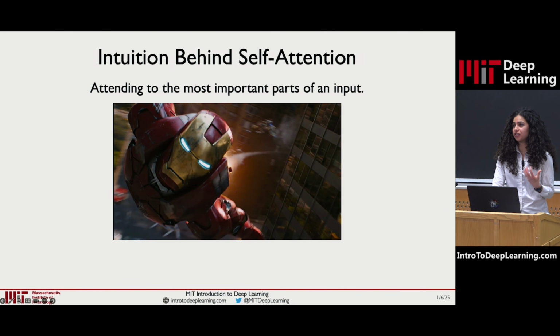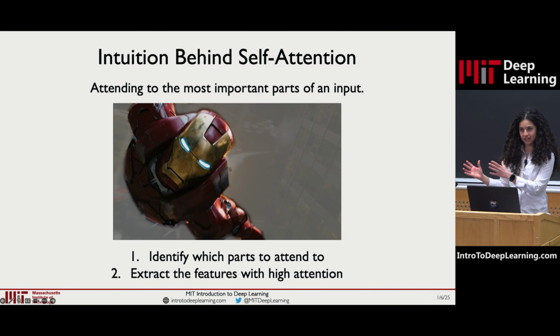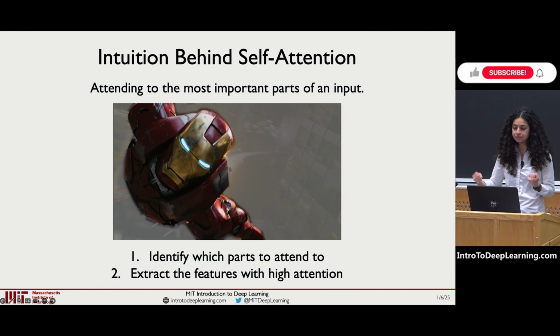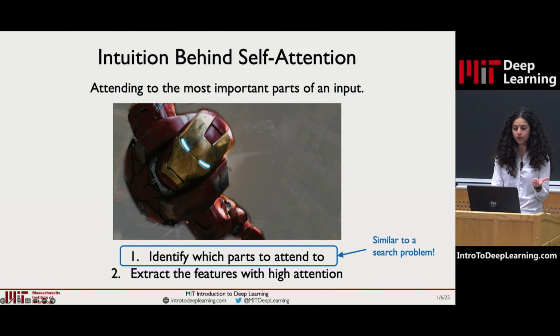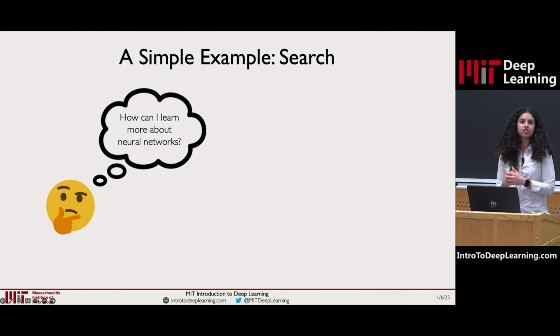The first part of this problem is this notion of being able to identify which parts are important in some input. And then ultimately, we want to use that identification to extract the features, the components of the input that correspond to these high attention values. To think about this more concretely, this notion of identifying the parts to attend to is really similar to search. When we do something like a search, we present a question and we're trying to seek an answer.